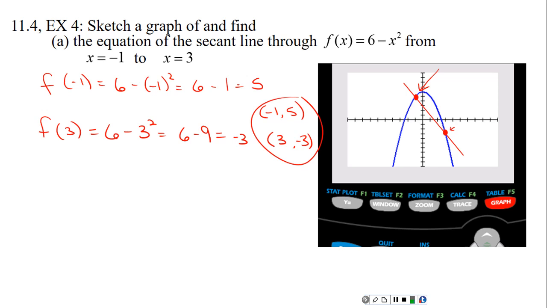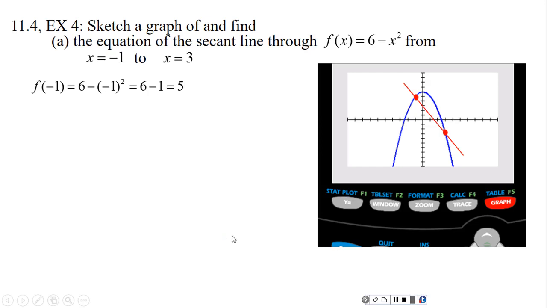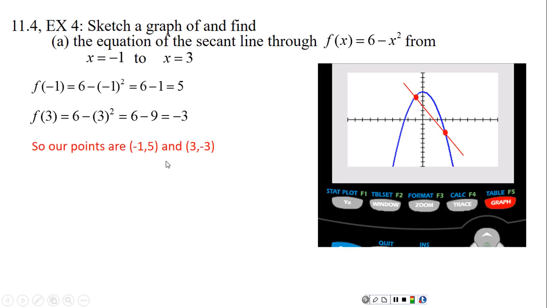And what I'm wanting to do is find the equation of the secant line. So the equation of it. So the equation of a line is y equals mx plus b. We can find our slope by doing y2 minus y1 over x2 minus x1. All right, so we did that, we got our 2 points. So now we can find our slope. Our slope is y2 minus y1 over x2 minus x1. So I just did y minus y over x minus x. So I get 8 over -4, which is -2.